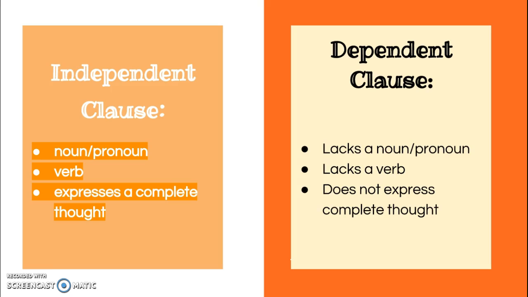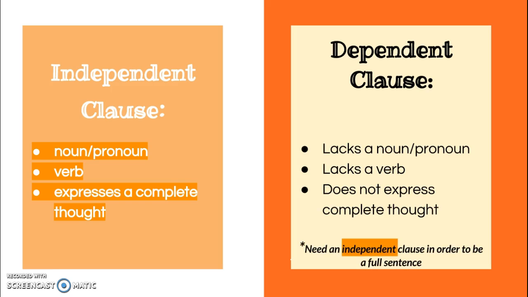A dependent clause means that it is not a complete sentence because it's missing one of these three things. So a dependent clause lacks a noun or pronoun, meaning it doesn't have a subject like a noun or pronoun. It means that there may not be a verb in there, or it does not express a complete thought. So an example of that would be my dog. It's lacking a verb and it does not have a complete thought.